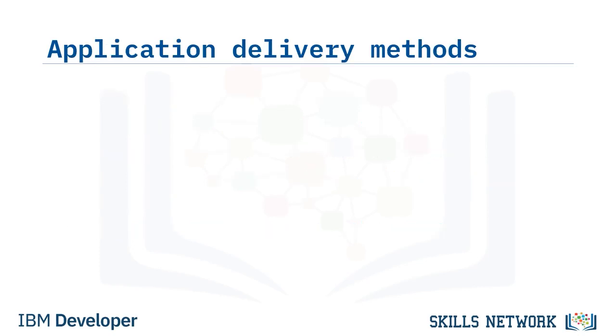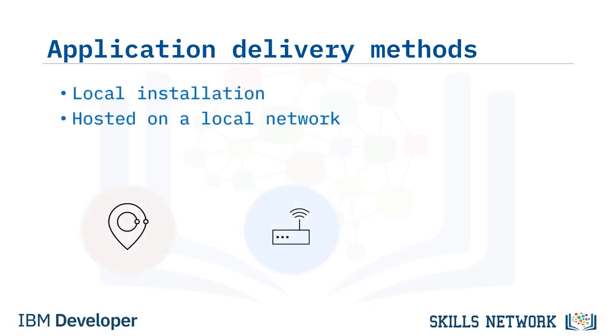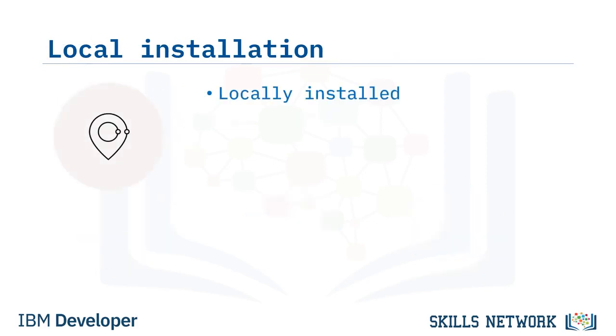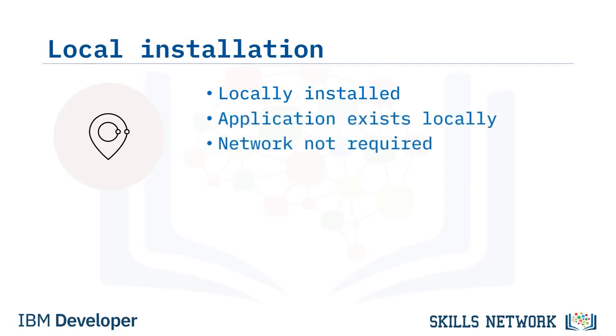There are several different ways that applications can be available to users: local installation, hosted on a local network, and cloud hosted. A user can locally install an application, such as a game, on their computer. The application exists on their local computer and a network connection is not required. Files for the application are saved locally on the user's personal device.